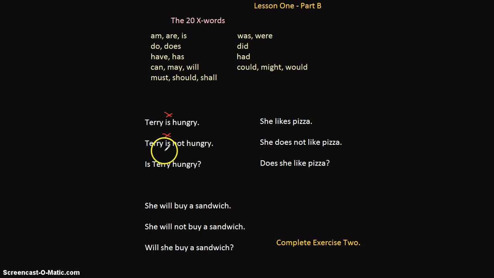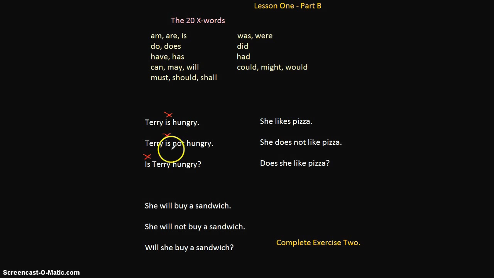In English, all yes/no questions begin with an X word, and we move the X word to the front and we ask, is Terry hungry? What I'd like to do is start marking our sentences to find these different X word places. And it's important for us to remember that every sentence has two X word places. There's one place to put the X word when the sentence is affirmative or negative, and there's another X word place to move the X word to make a yes or no question.